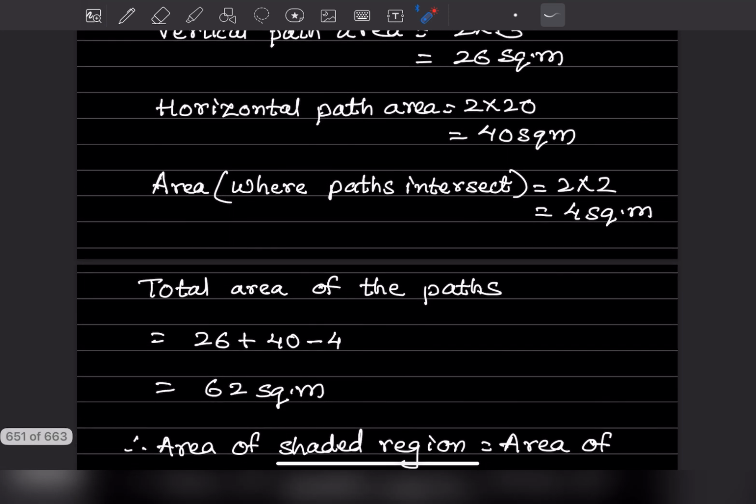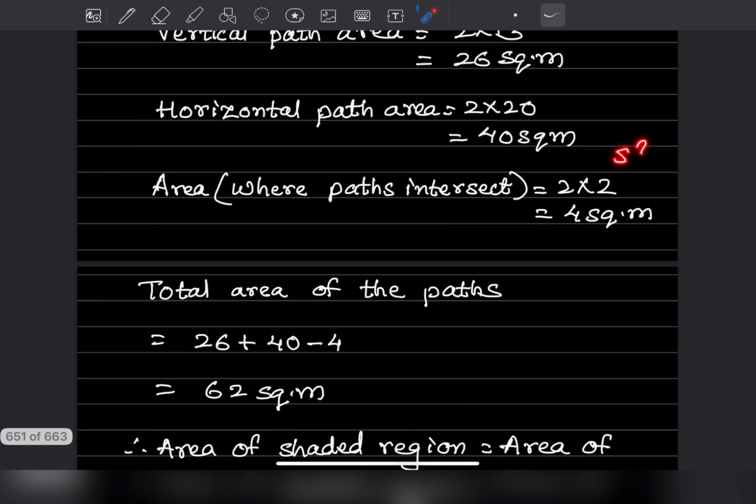You know that the area of the square will be side squared, that is 2 into 2, which will be 4 square meter. So these things are done. Now what will you see? The total area of the paths, that will be what?